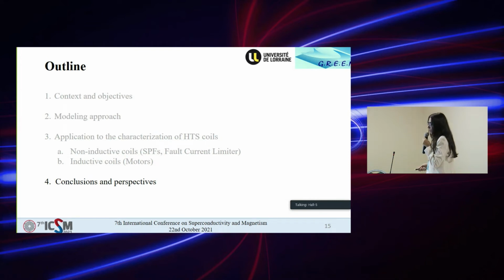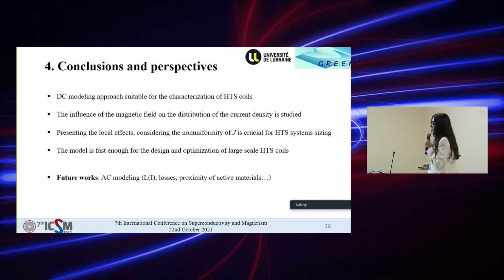I will finish with the conclusions and perspective. So in this work, a fast and realistic DC modeling approach is proposed, and it is suitable for the characterization of HTS coils. The influence of the magnetic field on the distribution of the current density is studied. Presenting local effects, considering the non-uniformity of the current density, is crucial for HTS system sizing, and the model is fast enough for the design and optimization of large-scale HTS coils.